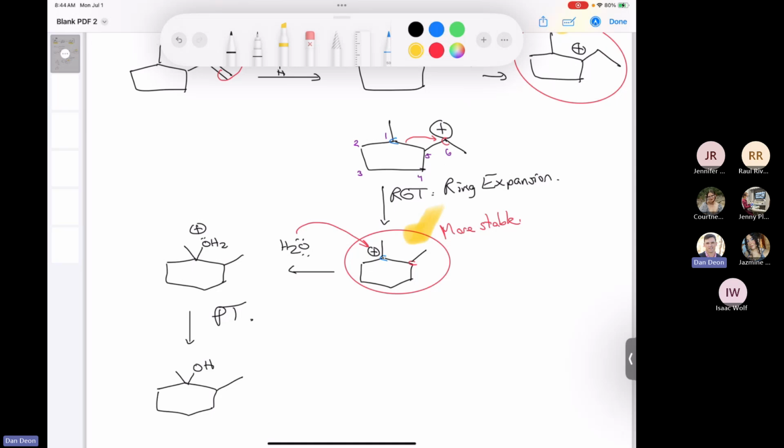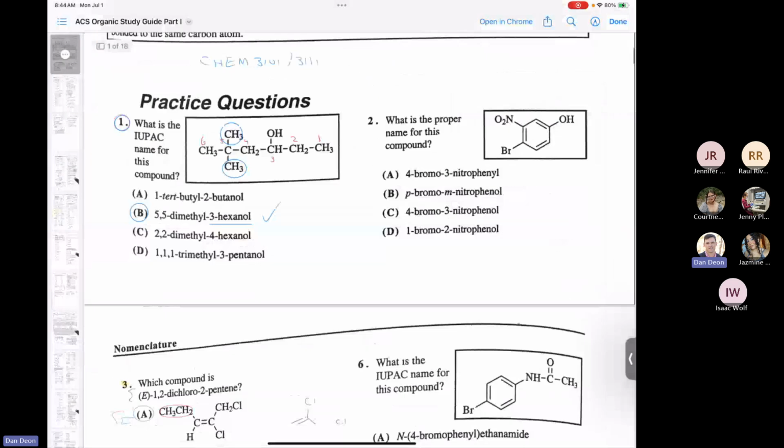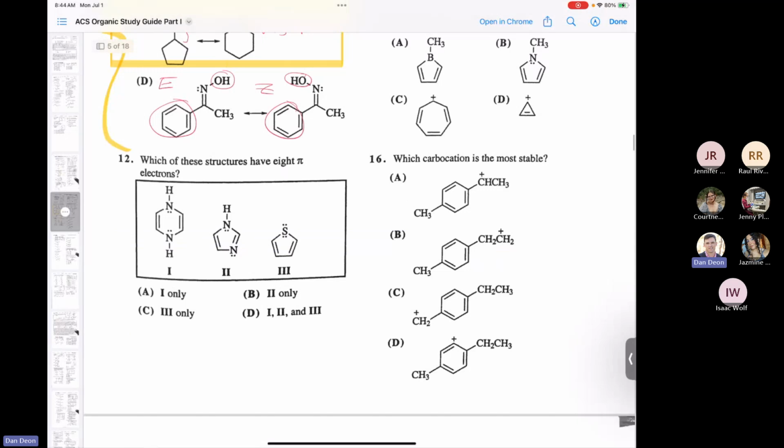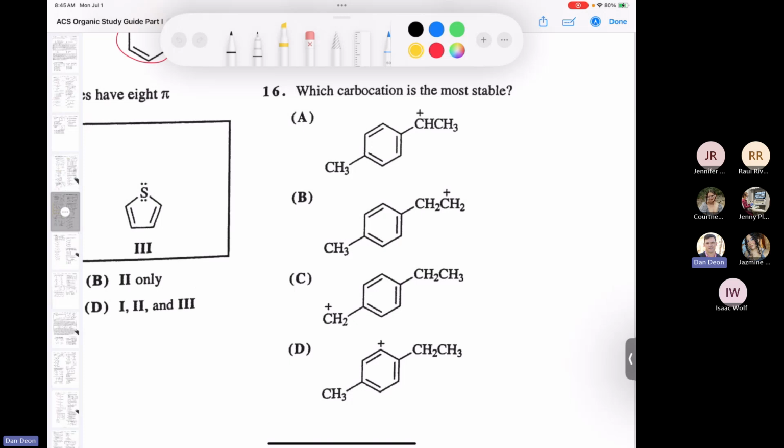So let's try something. Let's try question number 16 in that part about the aromaticity and resonance and hybridization. It was this one right here, okay? Carbocations, okay? There's a subject that we talked about quite a bit. And we were just talking about it in the previous example when I was showing you the ring expansion. So here we have 4 carbocations, and we're asked to determine which one is the most stable, okay?